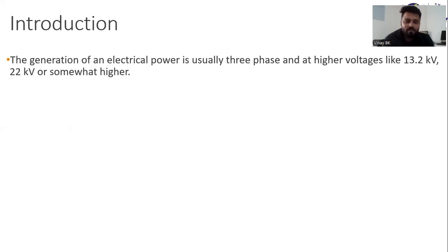Whenever it comes to the generation of electrical power, it will usually be three-phase, and it will always be at higher voltages like 13.2 kilovolts, 22 kilovolts, 11 kilovolts, 33 kilovolts, and somewhere 400 kilovolts lines are also there. So to generate that amount of voltage, or to transform that amount of voltage from lower to higher, we need three-phase transformers.